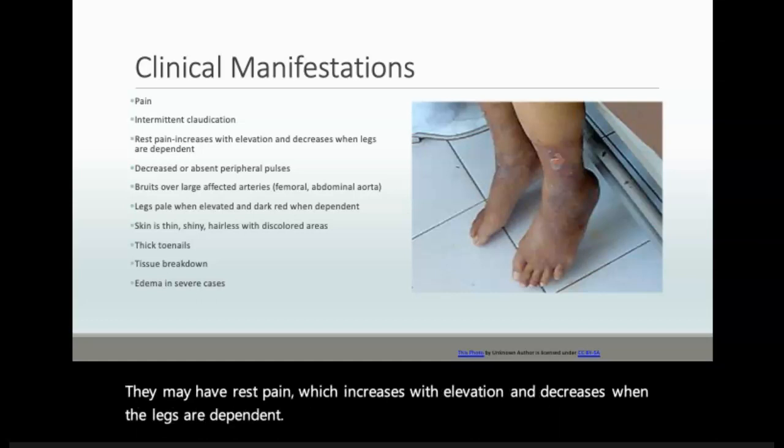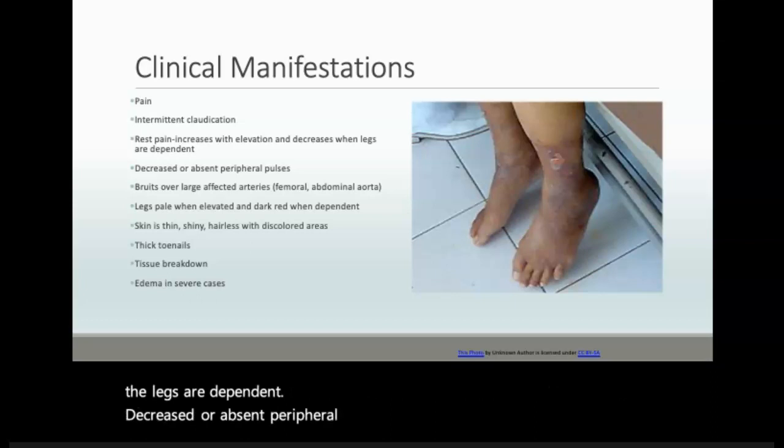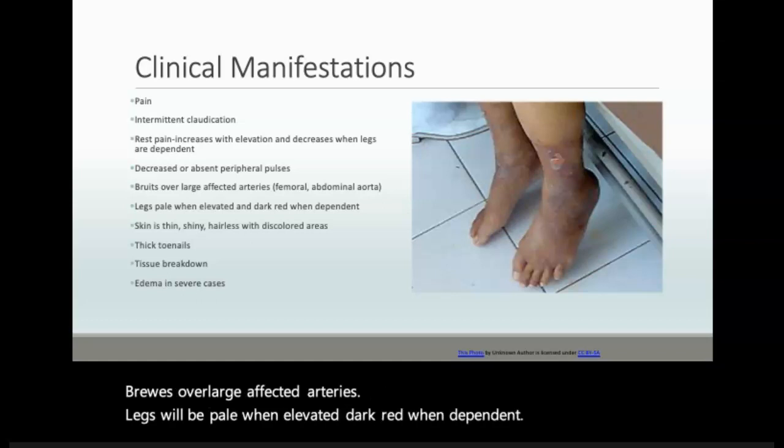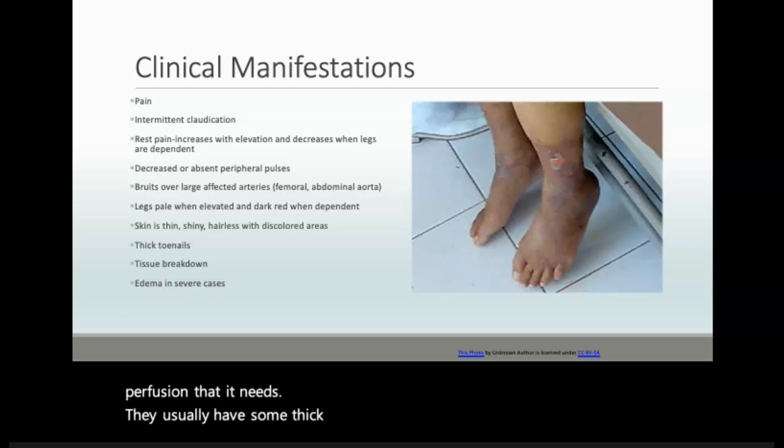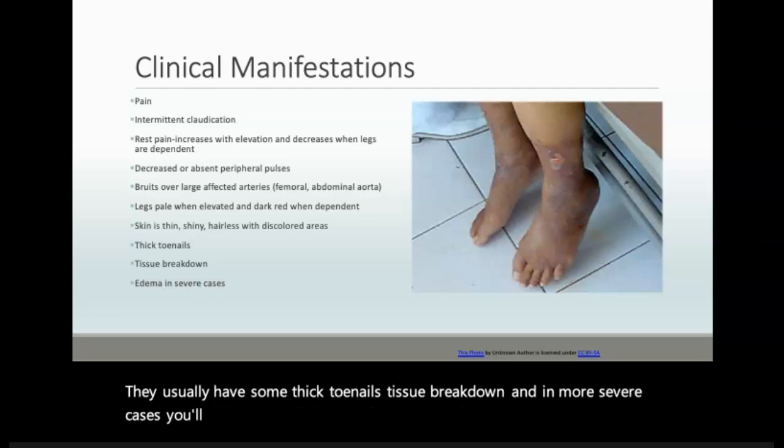Decreased or absent peripheral pulses, bruit over large affected arteries. Legs will be pale when elevated, dark red when dependent. Skin is thin, shiny, hairless, discolored because the tissue is not getting the perfusion that it needs. They usually have some thick toenails, tissue breakdown, and in more severe cases you'll see that edema.